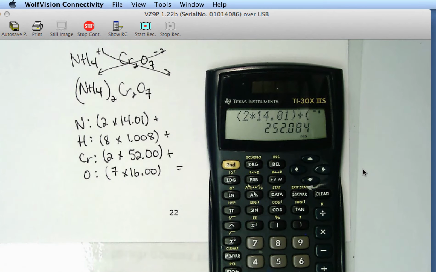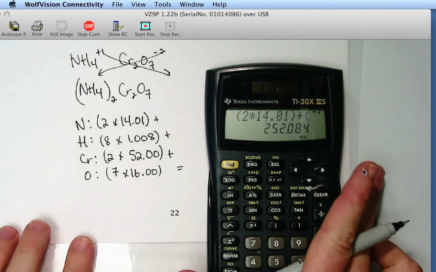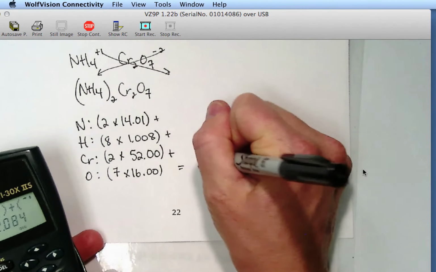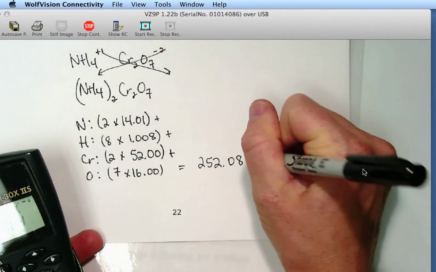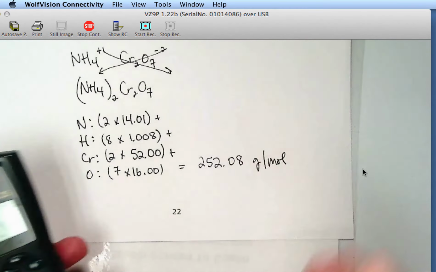You'd be racing to get this stuff done in 15 minutes of my exam. We won't ask you a ton of questions, it would just be one here and there. But so, 252.08 grams per mole.